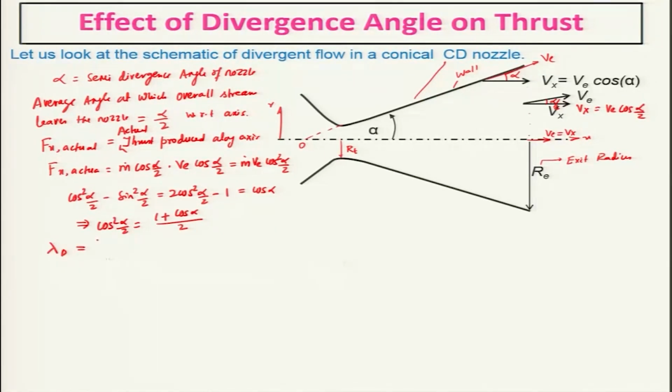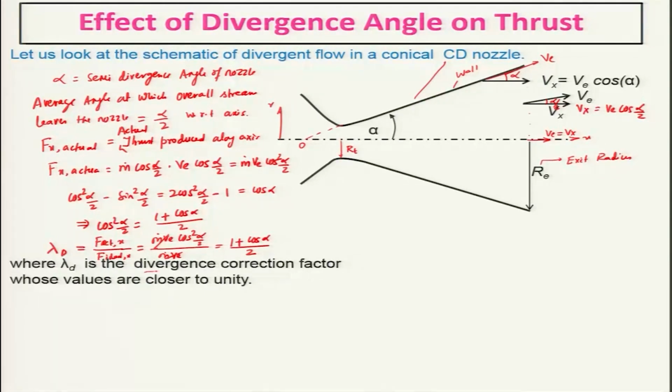Let us define a divergence factor, or divergence correction coefficient, lambda d, that is basically the actual thrust along the axial direction divided by the ideal along the x direction. That is m dot Ve cos square alpha by 2 divided by m dot Ve. These cancel out, and cos square alpha by 2 is 1 plus cos alpha divided by 2. That means this divergence correction factor is 1 plus cos alpha by 2.